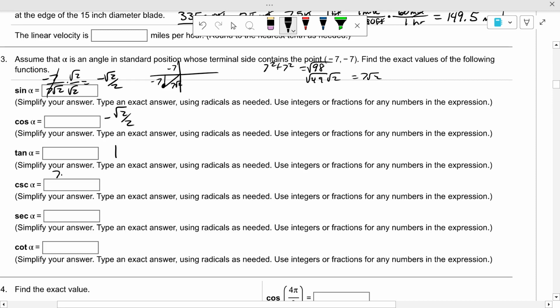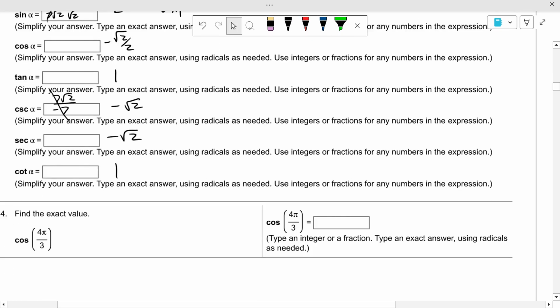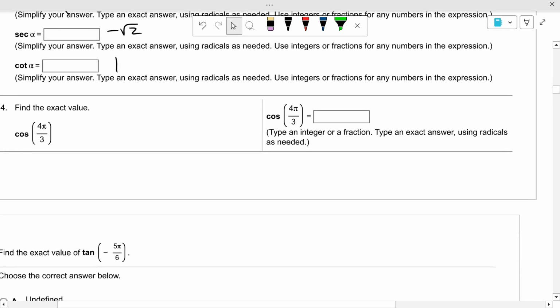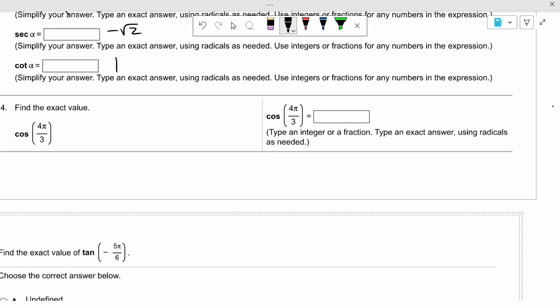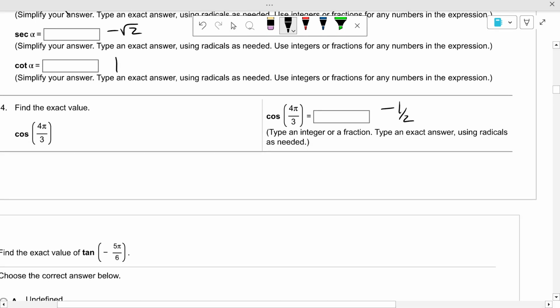Cosecant is 7 square root of 2 over -7. The 7's cancel, so you get negative square root of 2. Secant is the same thing. So it's negative square root of 2. Cotangent is +1 because of adjacent over hypotenuse. Find the exact value of cosine of 4 pi over 3. You just look on your unit circle and you get -1/2.